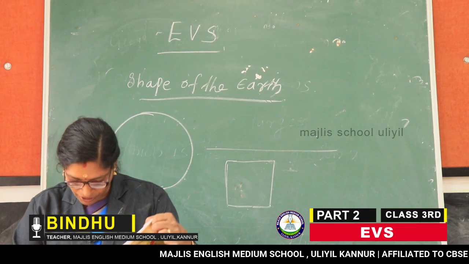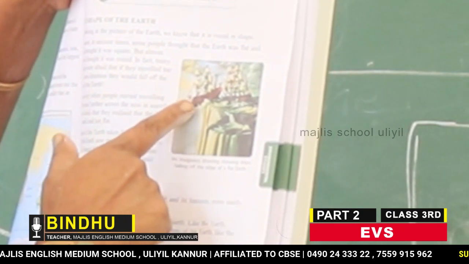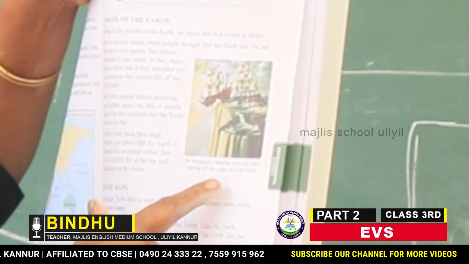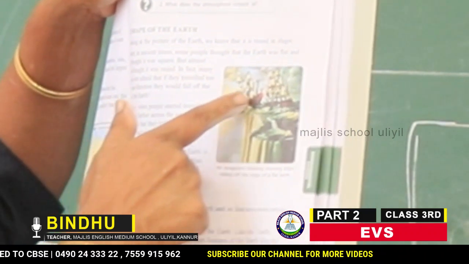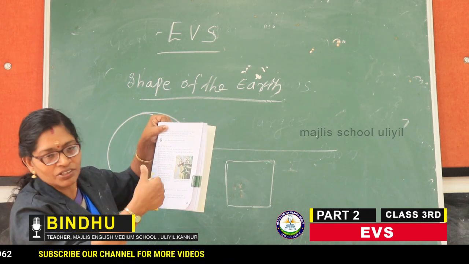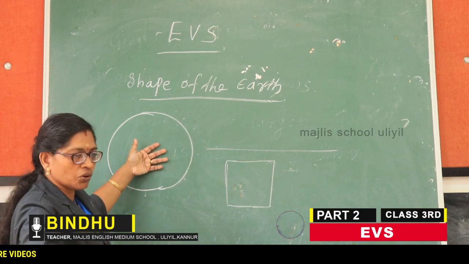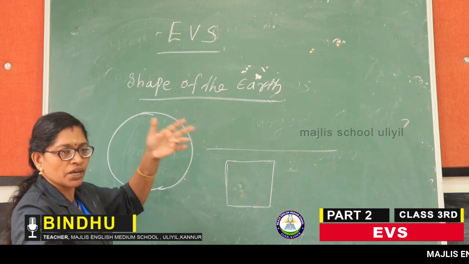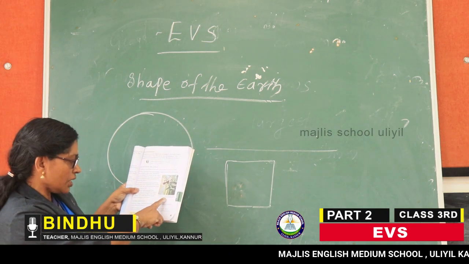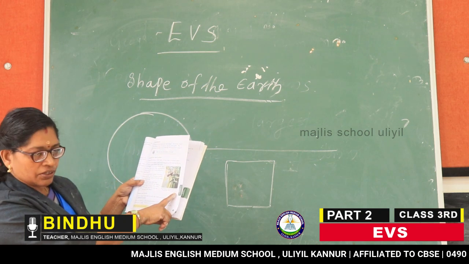Here, I show you an image. Look at this image. An imaginary drawing showing ships falling off the edge of the earth. Here it is square in shape. Can you look at these ships? These ships are falling off the edge of the earth. They only imagined that. It is not happening, but in ancient times they believed that the earth was flat and square, and that ships would fall off. An imaginary drawing showing the ships falling off the edge of a flat earth.